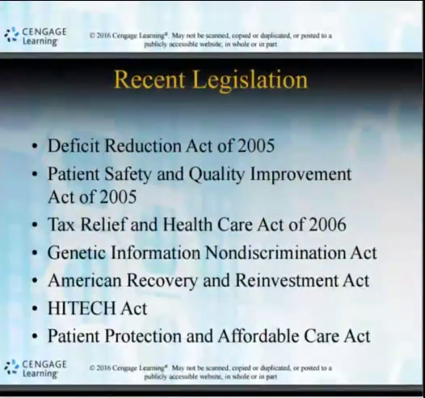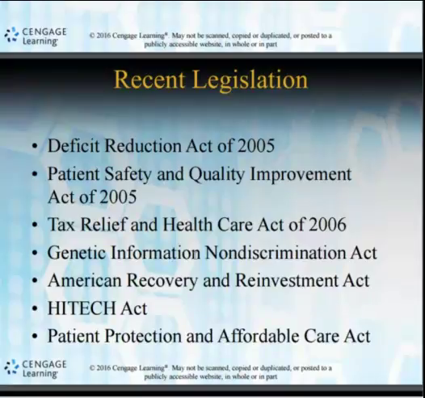Now here is some recent legislation. Don't get focused too much on the years, just kind of know the information. The Deficit Reduction Act, that was the one that created the Fraud and Abuse Detection. Patient Safety and Quality Improvement Act of 2005. This is where we had to report health care issues and make changes to improve safety of patients. The Tax Relief and Health Care Act of 2006. This was an incentive if people were voluntarily reporting incidents. The Genetic Information Nondiscrimination Act prevents denying insurance or increased premiums to people with genetic conditions.